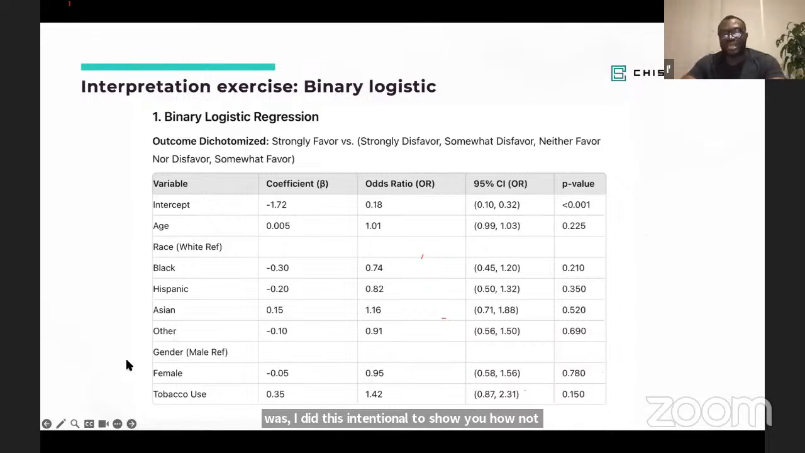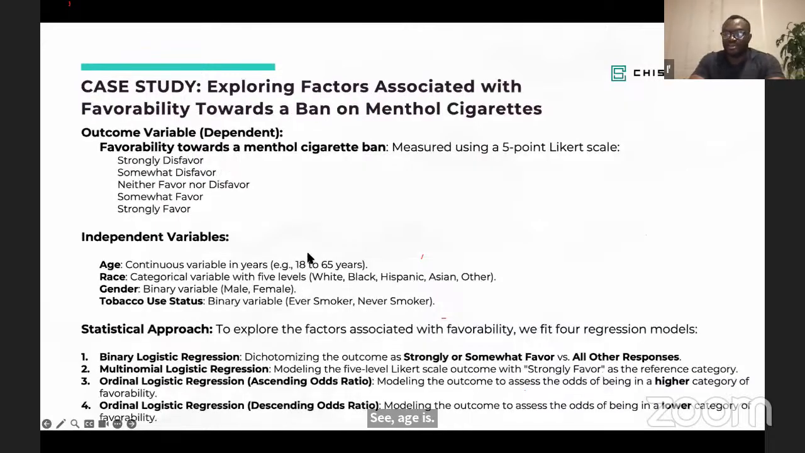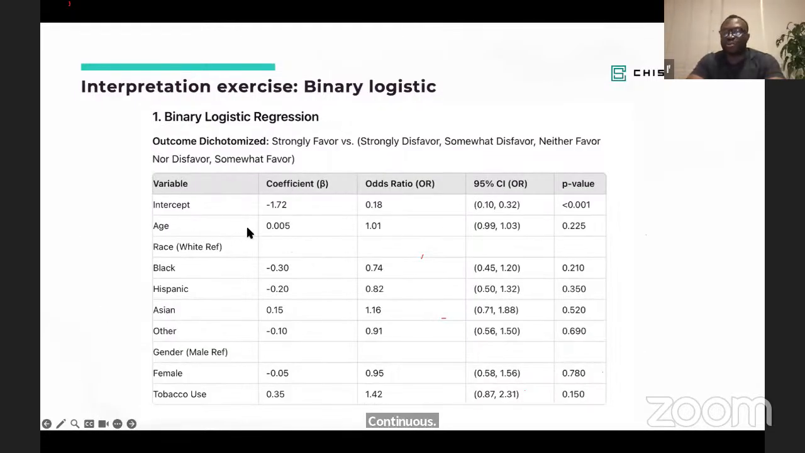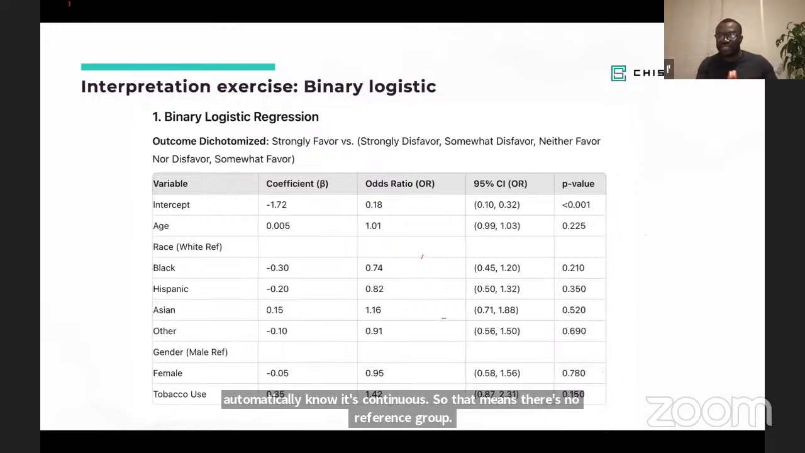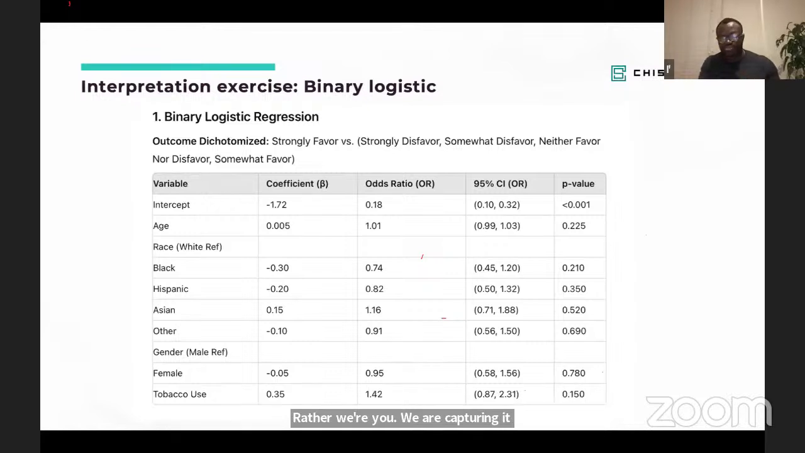Even if the variable is binary, please do not just show that variable without telling us the reference group. The only time you can do this is when you have something like age. See, age is continuous, right? Once I see a variable like this without any reference group, I automatically know it's continuous. That means there's no reference group. Rather, we're capturing it per unit increase, meaning from age 1 to 2 or 2 to 3, how does that change the coefficient of the outcome? So this is the variable column, for the predictor variables.